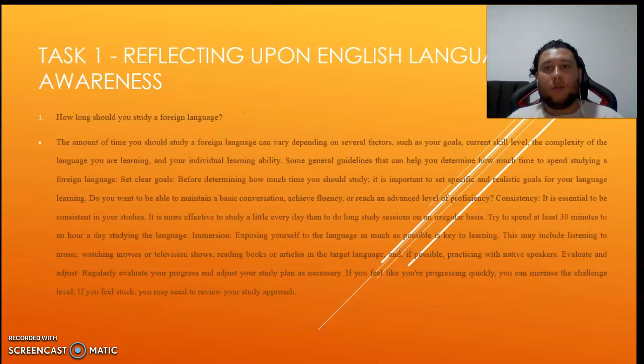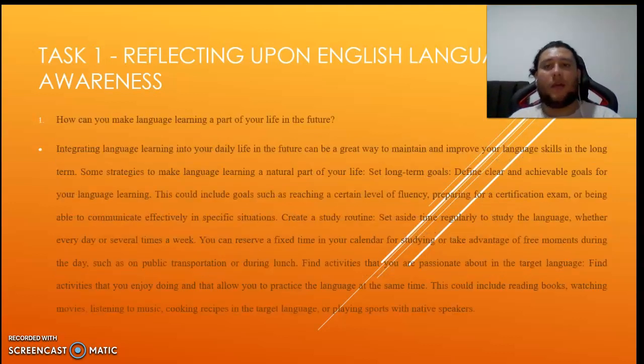How long should you study a foreign language? So in this case, I think that we don't have an estimated time, because we have to be studying English all the time, get more vocabulary, improve your vocabulary, improve your listening and writing skills. Also, if you have the opportunity to have a conversation with a foreign person, you can do that, and you have to do that in order to learn more vocabulary in your daily life.